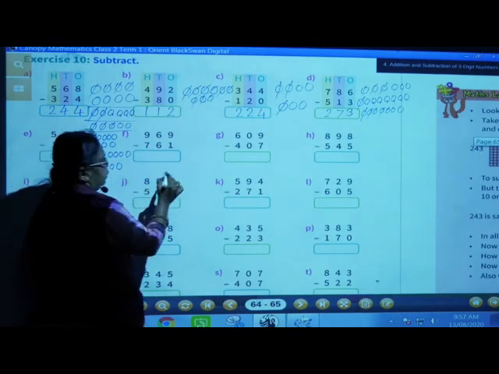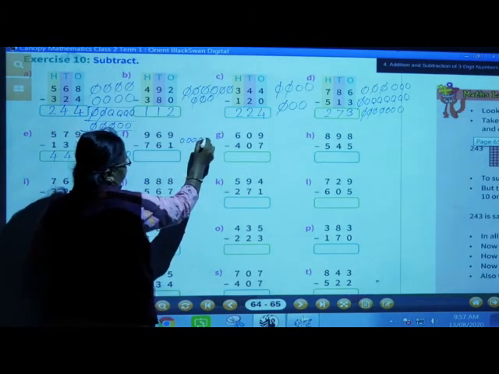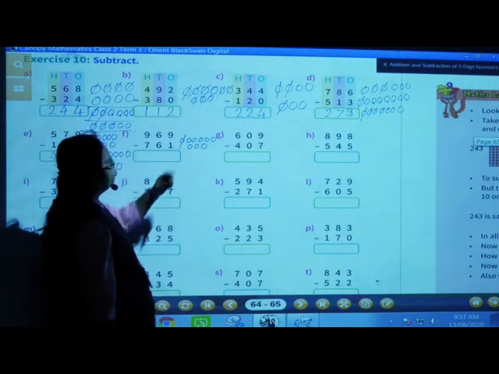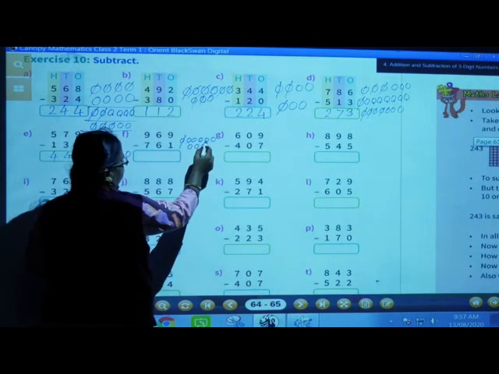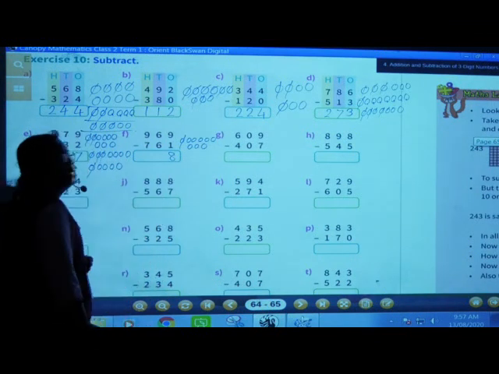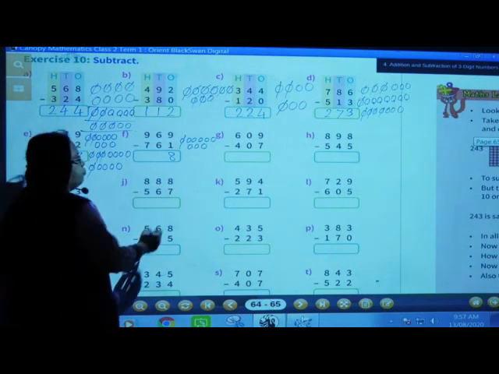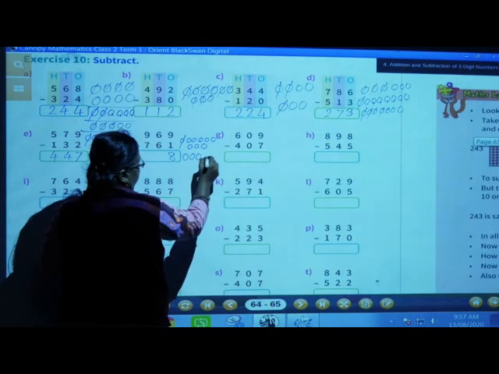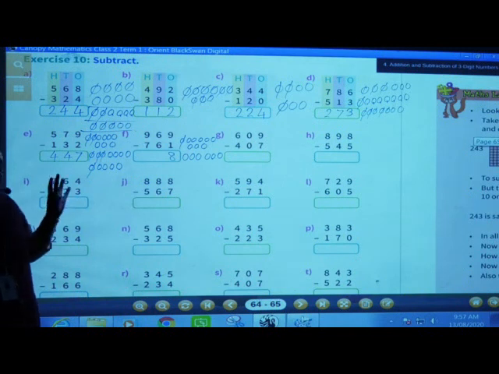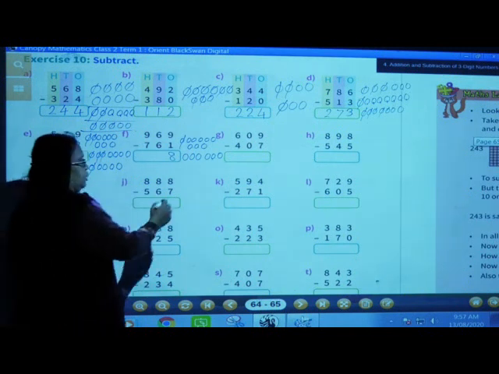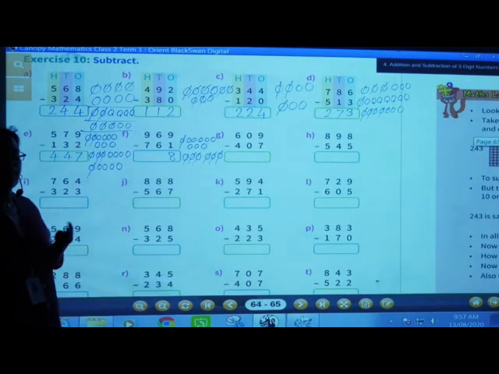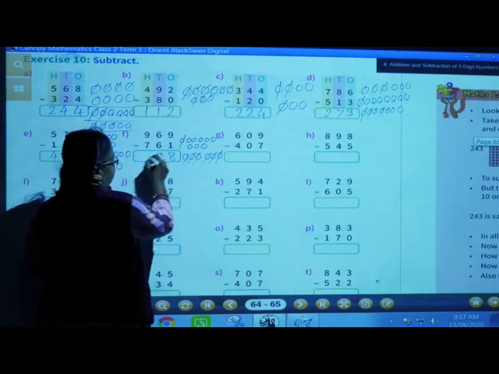Nine minus 1. 1, 2, 3, 4, 5, 6, 7, 8, 9. 9 minus 1. So how many remain? 8. Then 6 minus 6. What will come? 1, 2, 3, 4, 5, 6. 6 minus 6. 6 is there. You want to cut 6. So 1, 2, 3, 4, 5, 6. What remains? Nothing. That is 0. 6 minus 6 is 0.